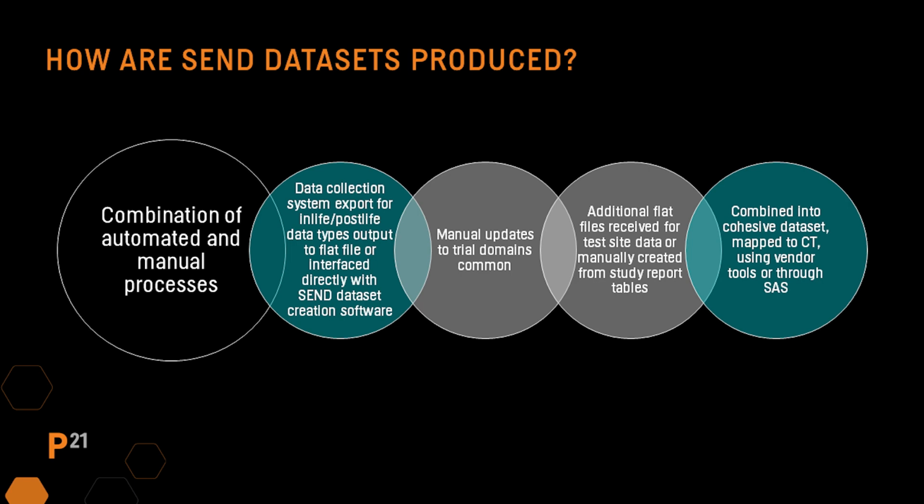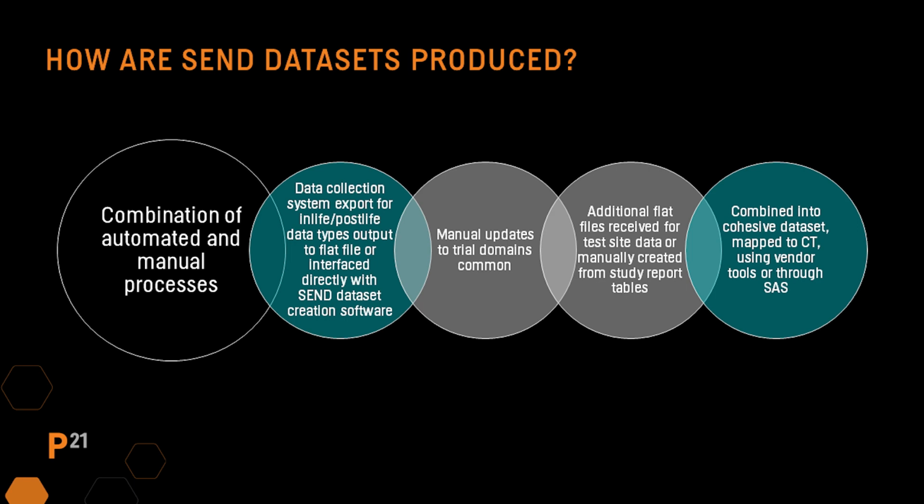For most studies, additional data collected outside of the primary data collection system used for standard in-life and post-life data also needs to be obtained and merged in with the trial domains and data output from the primary data collection system. There are vendor tools available to assist with merging, updating, and output of SEND dataset packages, but as you might imagine, this process can be complicated and sometimes produce unexpected results or errors.